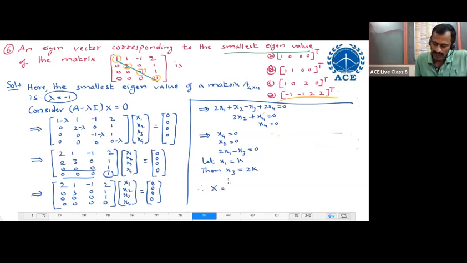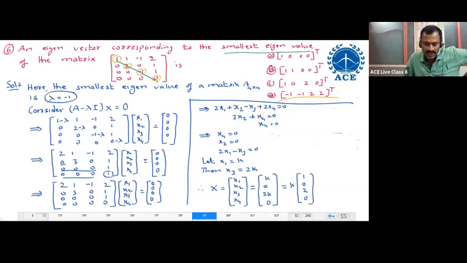Therefore, the eigenvector x equal to x1, x2, x3, x4 equal to: x1 is k, arbitrary, any value, x2 is 0, x3 is arbitrary, any value, x4 is 0. Or we can write k into 1, 0, 2, 0. It is a solution of this system only. The solution of this system is the eigenvector of matrix A. Now check whether it is given in the options or not. This is same as option C. Therefore, C is the correct answer.